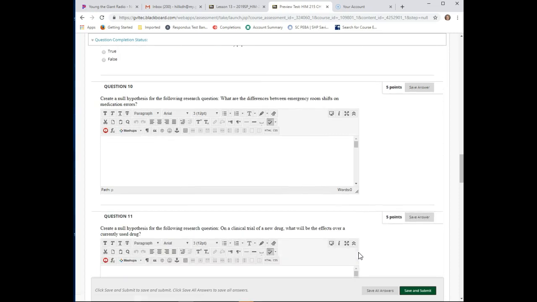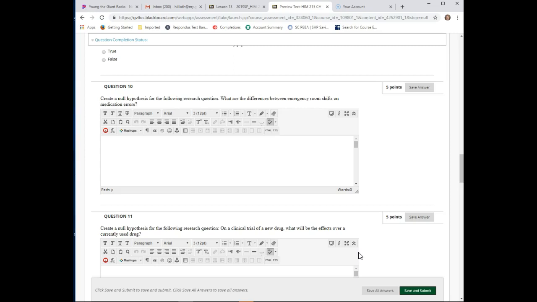For question 10, which is actually question 6 in your book, create a null hypothesis for the following research question. What are the differences between emergency room shifts on medication errors? Because we're creating a null hypothesis, we'd say that the null hypothesis is there's no difference between emergency room shifts on medication errors. Remember, the null hypothesis is always stating there is no difference between our two sample populations.